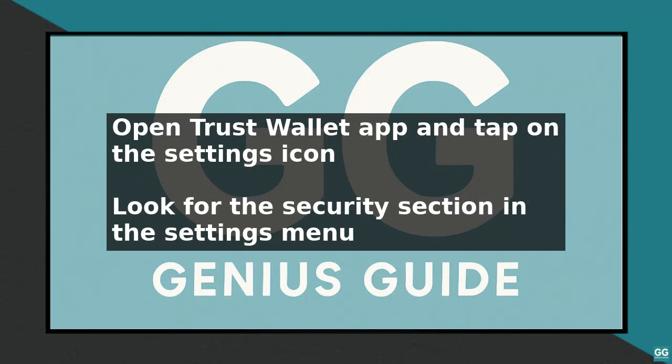To restore your Trust Wallet PIN, follow these steps. First, open the Trust Wallet app on your device and tap on the settings icon, usually represented by 3 horizontal lines or a gear symbol. In the settings menu, look for the security section and select it.